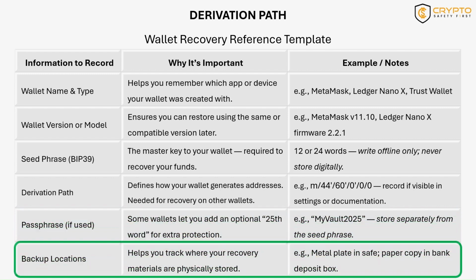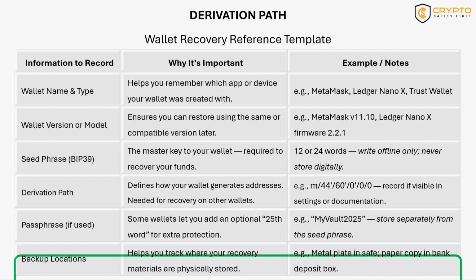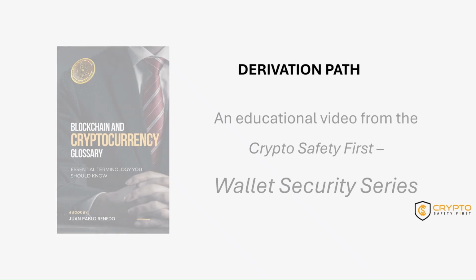And finally, your backup locations. Keep track of where your recovery materials are stored, for example, a metal plate in a safe and a paper copy in a secure deposit box. Recording this information carefully, and testing your recovery once in a while, ensures that no matter what happens to your device or wallet software, you can always regain access to your crypto safely.